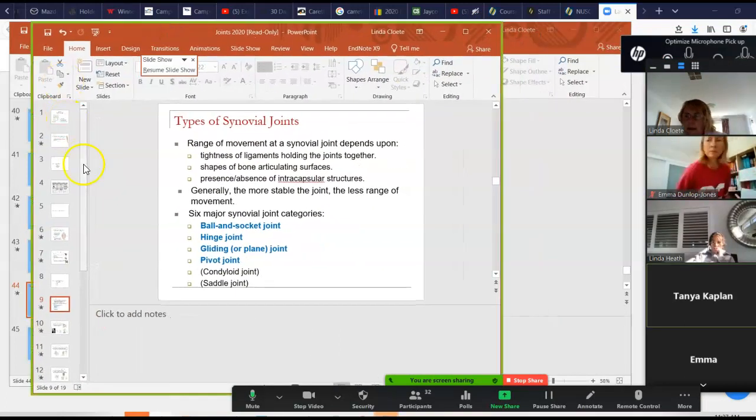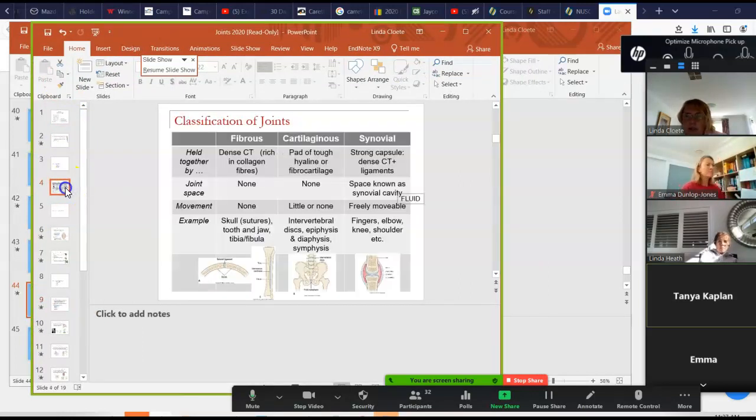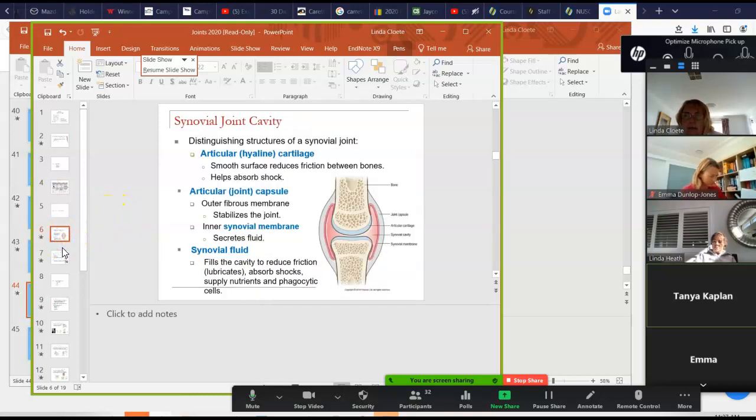All right, so there's not lots that you need to know here other than this table type thing. You need to understand the difference between fibrous, cartilaginous and synovial joints and be able to at least give a few examples of them. It again will be in multiple choice. So you will be given an example of a joint and have to decide whether it's synovial, cartilaginous or fibrous. Does that make sense?